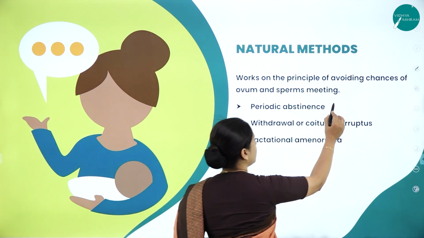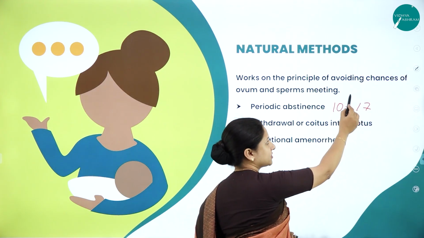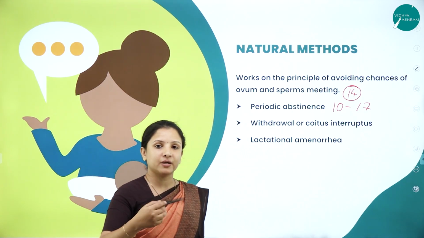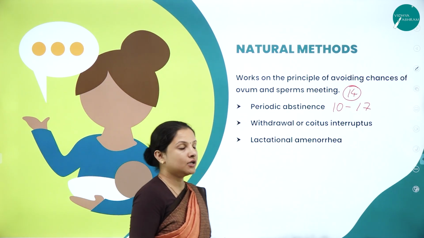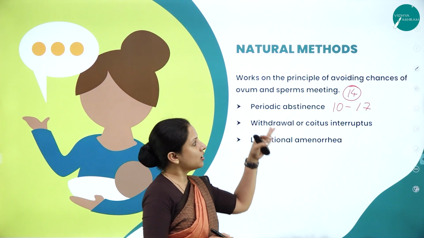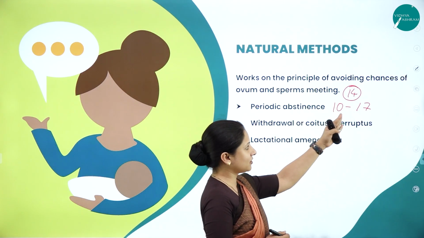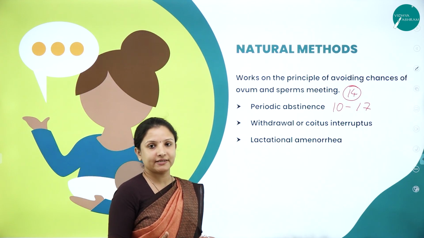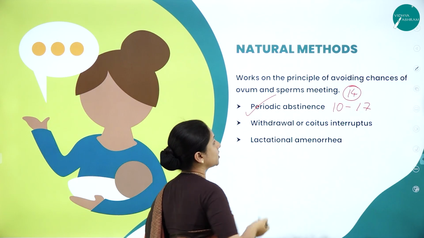After that, from the 10th to the 17th day, because ovulation can happen from the 10th to the 17th. Usually it happens on the 14th day, but depending on the individual's reproductive health, it can happen from the 10th to the 17th also. So after menstruation, from the 10th day up till the 17th day, copulation should not occur. Therefore fertilization will not happen and the woman will not get pregnant. That is called periodic abstinence.